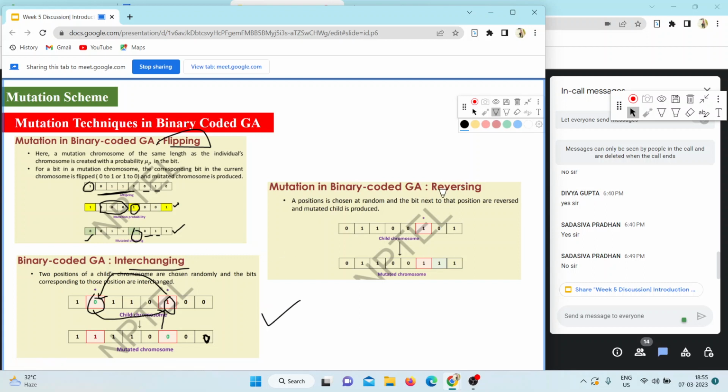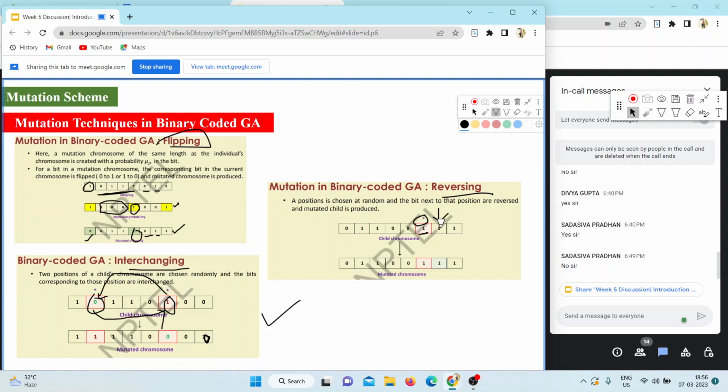And another one is reversing. In reversing, we flip the bits, but alternate bits, wherever the star mark is there at this position. So after this star mark, we reverse the position. So here not reverse the position, we flip the bit. So after this star mark, this is your position. So at this position you will be reversing the bit.